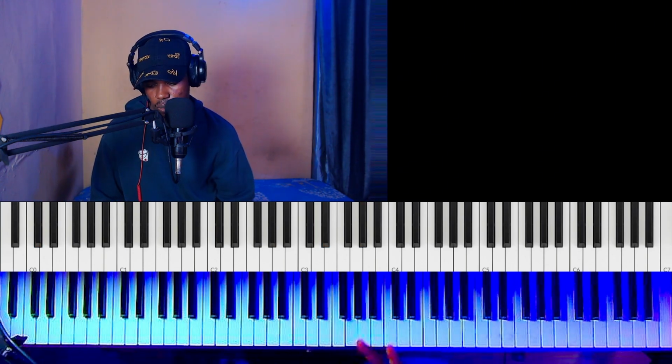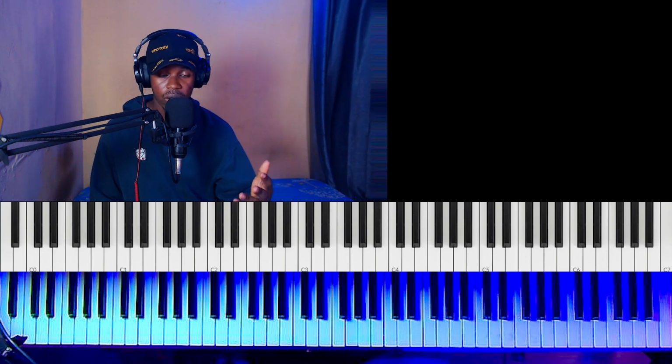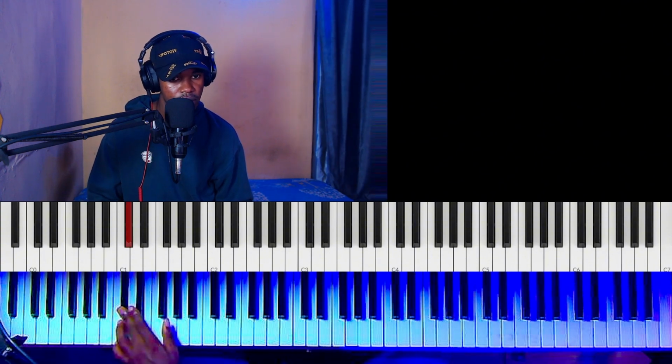What I'm doing this time is working with the interval of the cycle of 4ths. All my chords are dominant 7 chords starting from D flat.